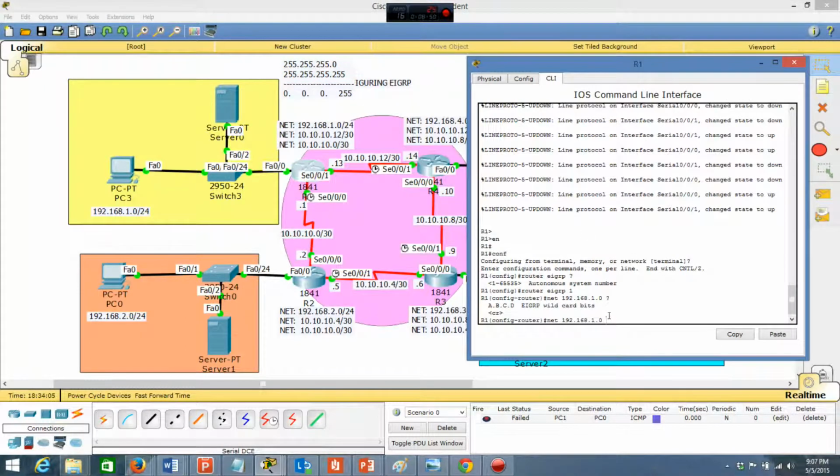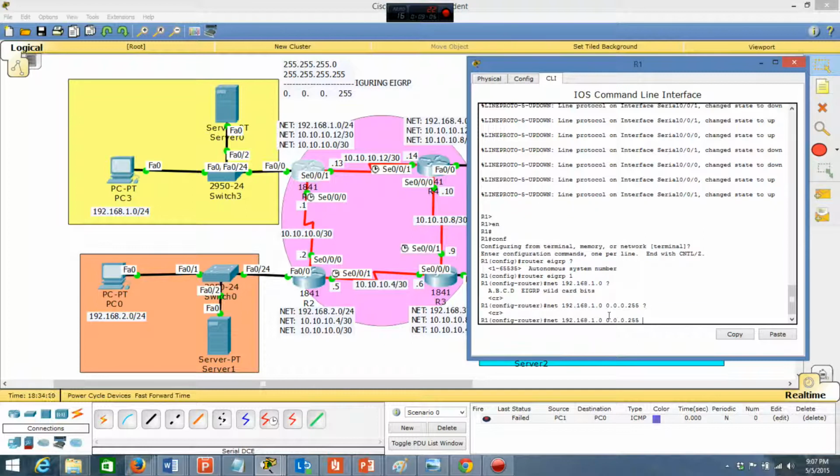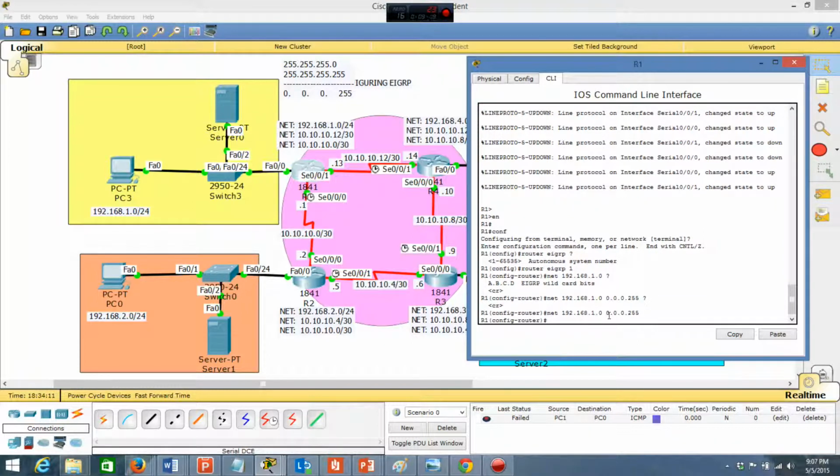Okay, so that's what we're going to put right here: 0.0.0.255. Now we wouldn't specify an area because that is for OSPF. So that will be it for this one. See what we have left here. See R1, that means that's all the configuration that is needed in this space. Next, we want to do network. We want to add this network right here, 10.10.10.12.